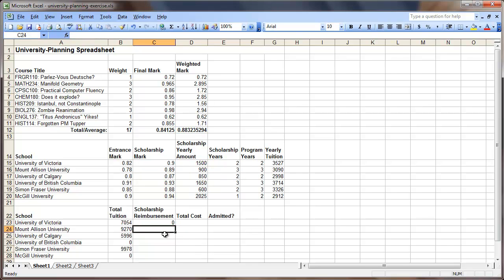So there's my formula. 0, sure enough. Let's check. I should get a scholarship for University of Calgary, and I should get one for Simon Fraser. Those are the only ones less than 88.